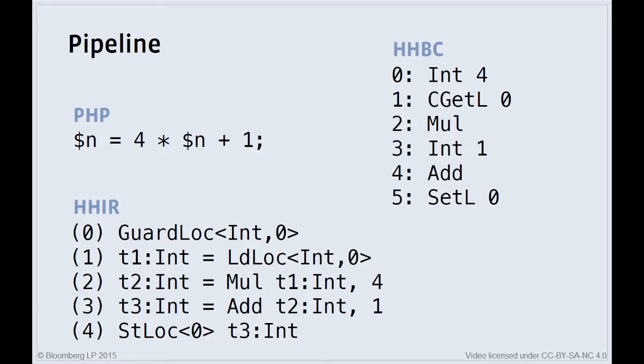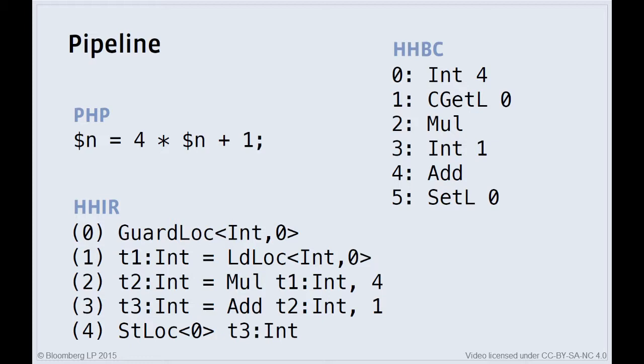So now we're able to assume that $n is in fact an integer. Then we can go and load local 0, load local. Again, local 0 is $n. We're loading it assuming it's an integer, and it's going to go into temporary variable 1, which is a typed variable, an integer. HHIR is all typed. We're in SSA form, so we're going to define temporary 2. We're not going to redefine temporary 1. T2 equals T1 times 4 with the multiply instruction. Add 1 to that temporary, you get temporary 3, and then store local 0, temporary 3, which is an integer.